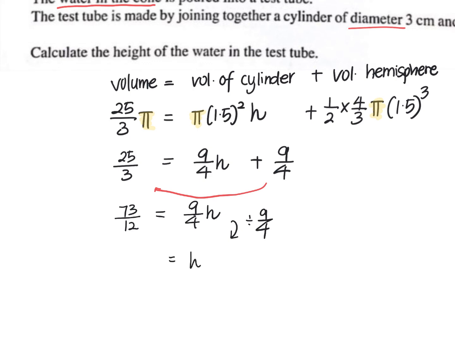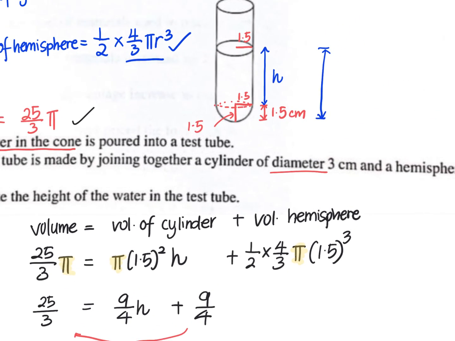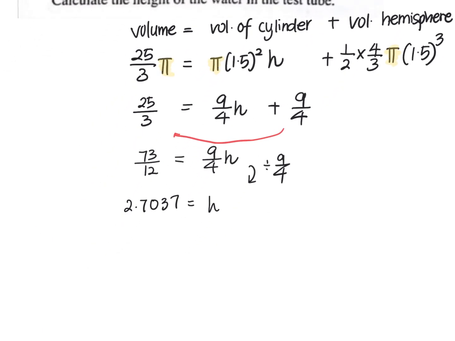a fraction. Now we're talking about height, so height is a measurement. It's okay to leave your answer in decimal places or 3 significant figures, which is more convenient than a fraction. So I should leave this answer as a decimal, then round off the h later. But this is only the height of the water in the cylinder. I want to find the height of the water in the whole test tube, which is actually h plus 1.5. So I need to do the last step.